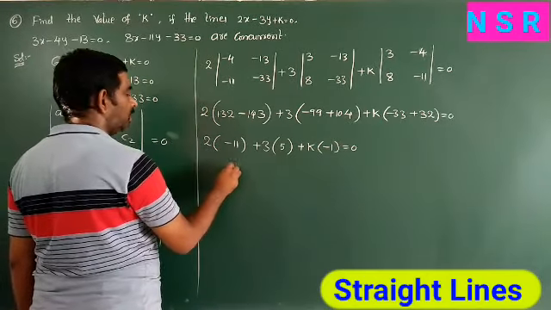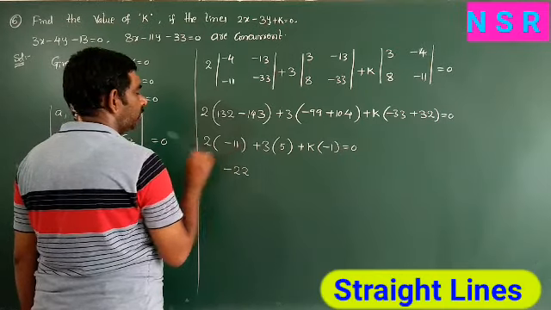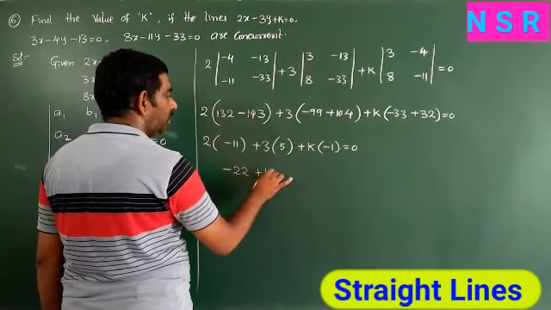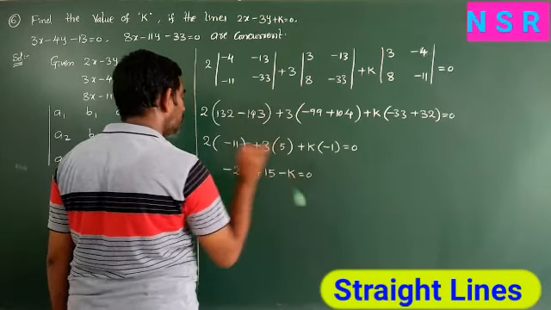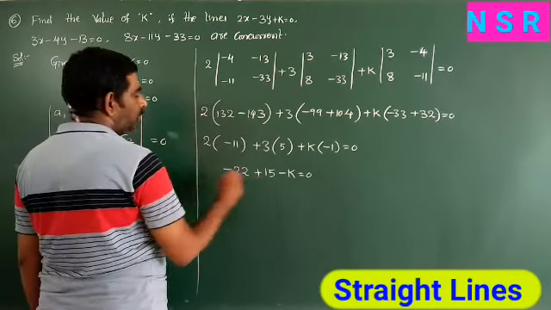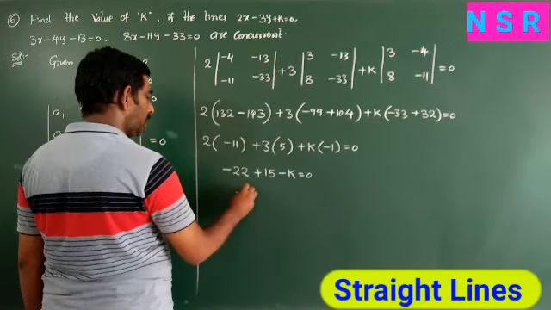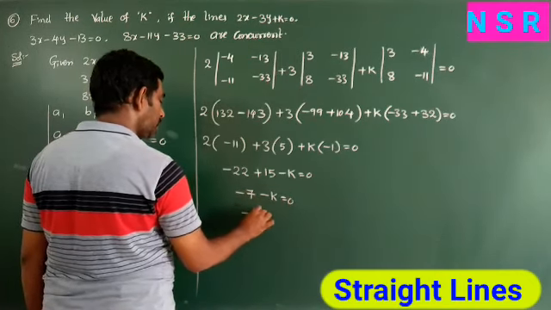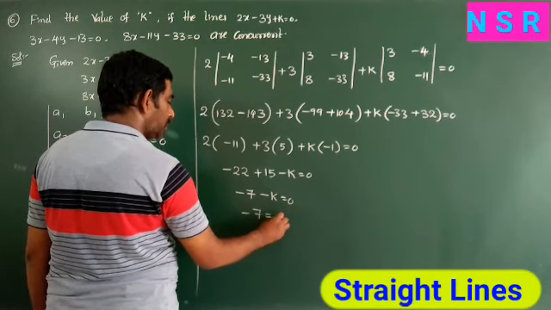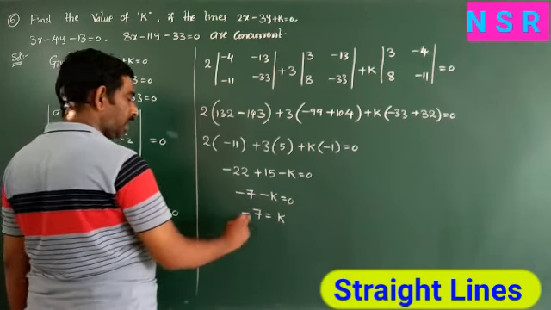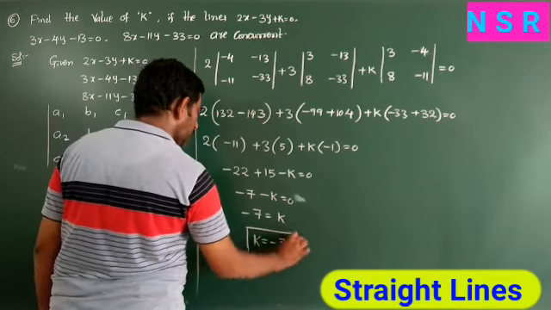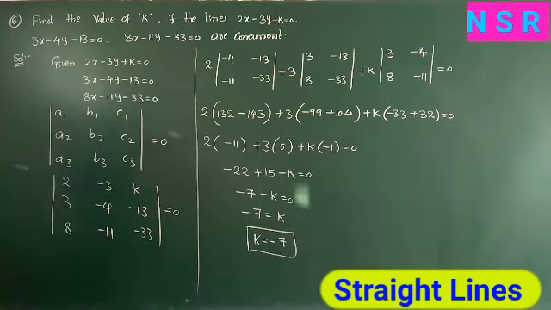So 11 into 2 is minus 22, and 3 5s are 15, minus k equal to 0. So minus 22 plus 15, that is minus 7, and minus k equal to 0. So minus 7, moving minus k across the equal sign, is equal to k. So minus 7 equal to k, now k equals minus 7. So this is the value of k if the given lines are concurrent.